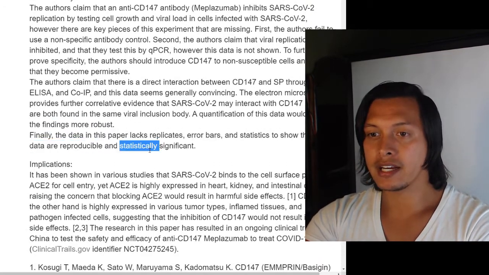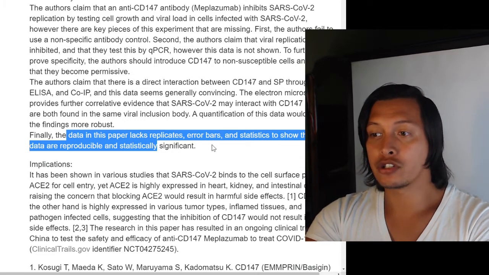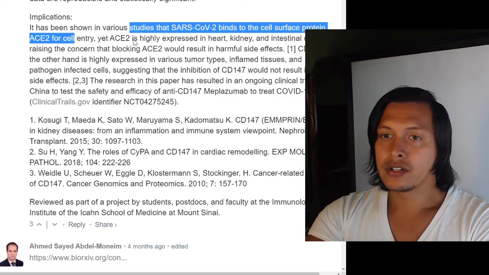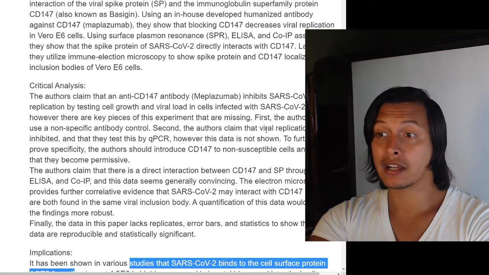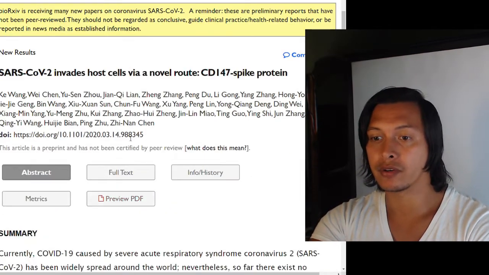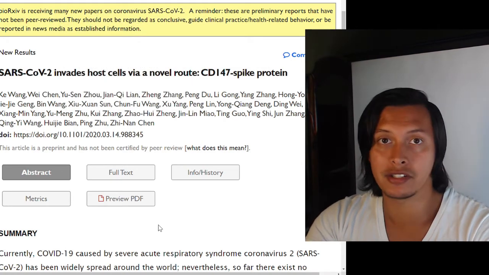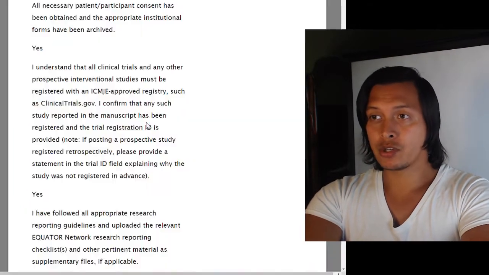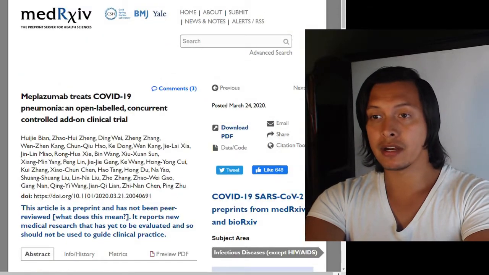So finally, the data in this paper lacks replicates, error bars, and statistics, which are needed to show that the data are reproducible and statistically significant. So this is not the best paper, and this is probably why it still is not peer-reviewed. This came out in March, and it's still just out here. But there seems to have been some indication that it is beneficial.